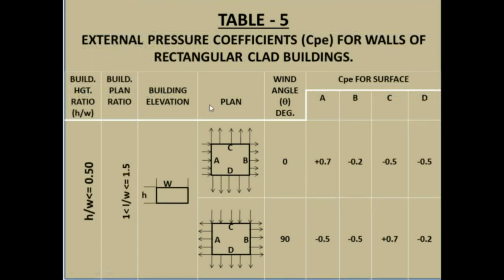From table 5, external pressure coefficient for walls of a rectangular clad building. Building height ratio less than 0.5, building plan ratio greater than 1 but less than or equal to 1.5. This is the building elevation. This is A, this is W. Plan A, B, C, D as I described earlier.